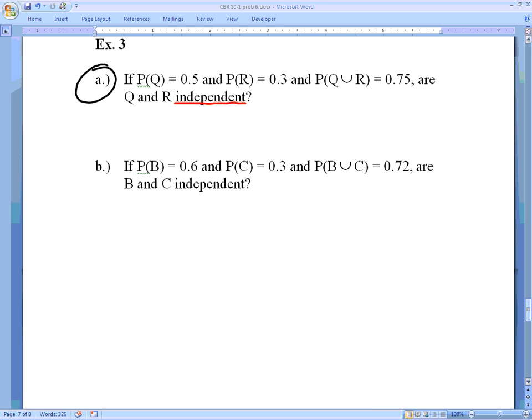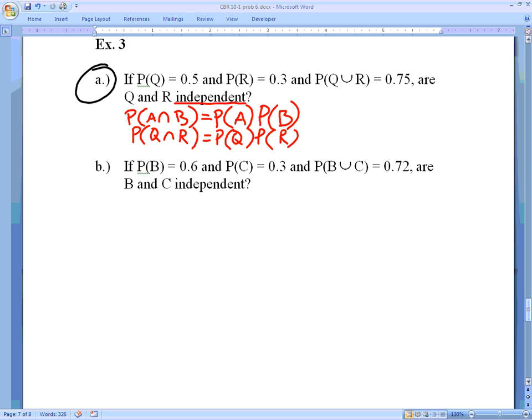Independent. I see the word independent. So I've got my independent formula, which is the probability of A and B is equal to the probability of A times the probability of B. Well, there's no A's and B's anywhere in this problem, so let's change this to Q and R equals the probability of Q times the probability of R. And now let's find some values. So the probability of Q and R is equal to the probability of Q, which is 0.5, times the probability of R, which is 0.3, and that is equal to 0.15. That's if they're independent.